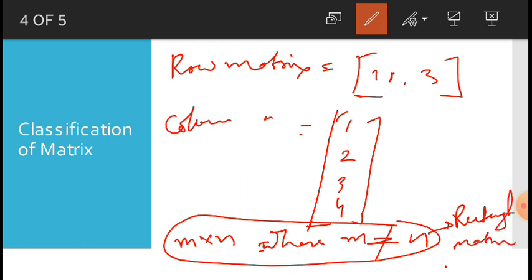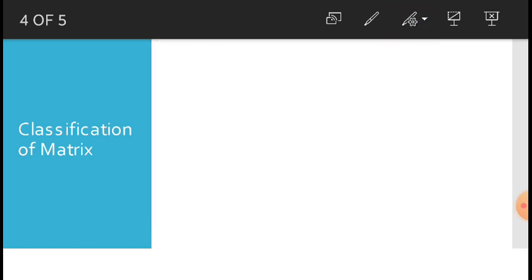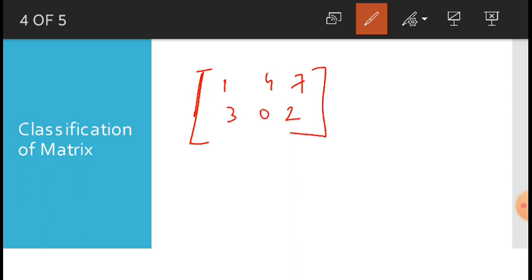Rectangular matrix. Okay, so in this way we can define a rectangular matrix. Like if I say a rectangular matrix looks like 1 4 7 and 3 0 2. Here you can see the number of rows and columns are not the same, so this is called a rectangular matrix.